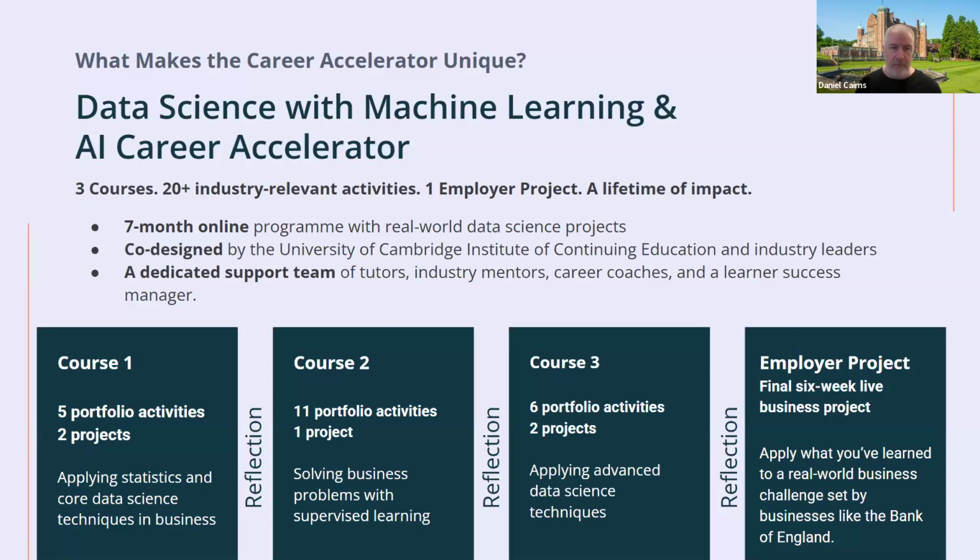So as you can see, there's 3 courses and a live industry facing project. I'll walk through this with some pace, but feel free to ask questions, and I'm happy to stick around afterwards and answer any other questions that you may have as well. You'll see there on the slide 3 courses. It's actually 4 with the employer project and 20 industry relevant activities, a lifetime of impact. That's 7 months of learning.